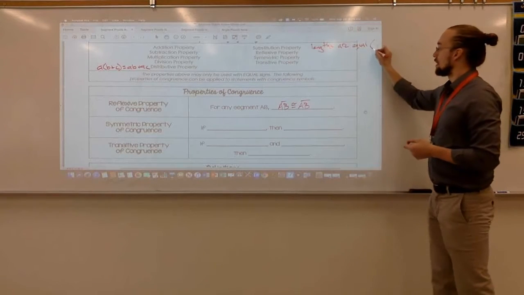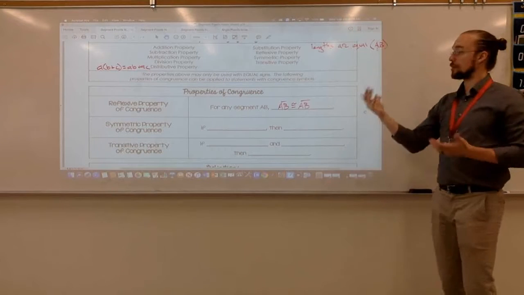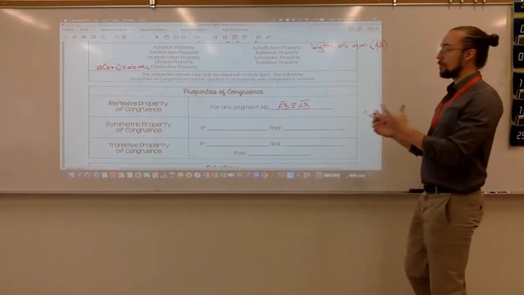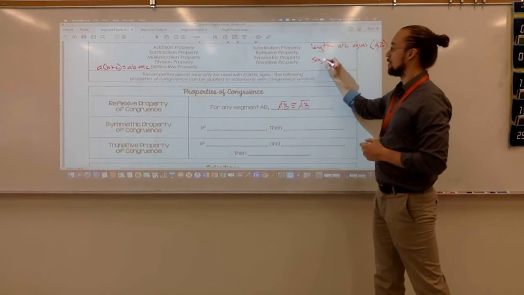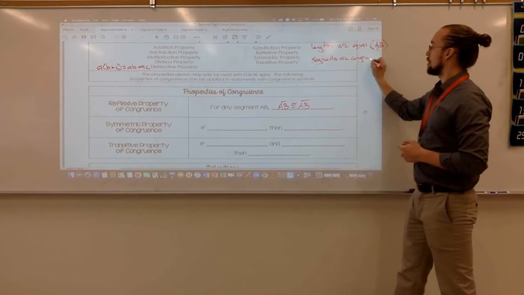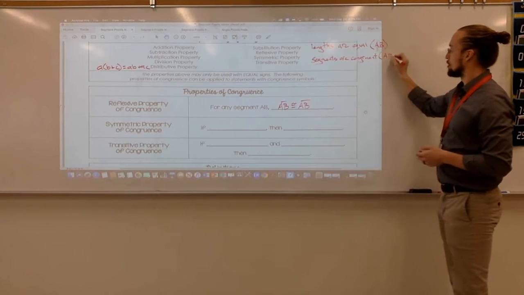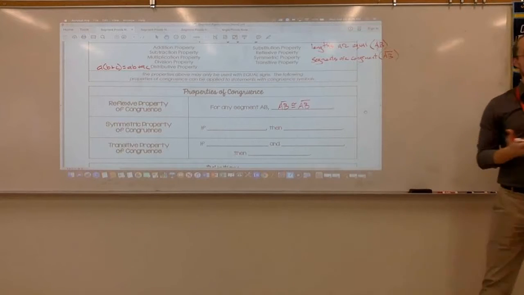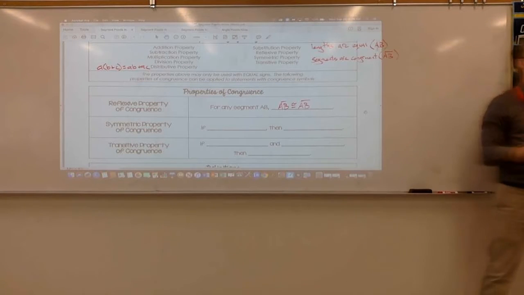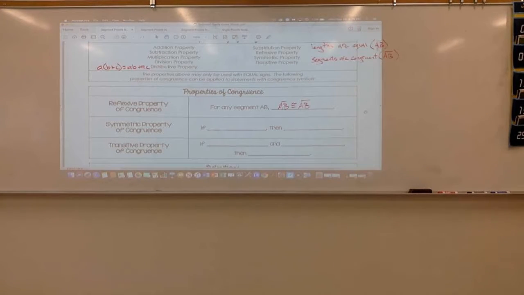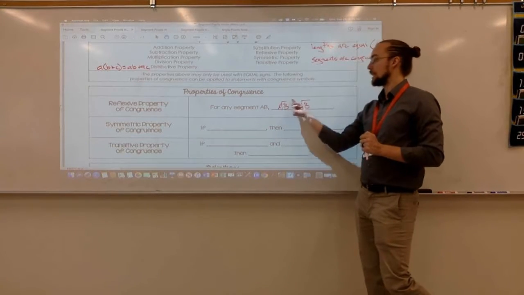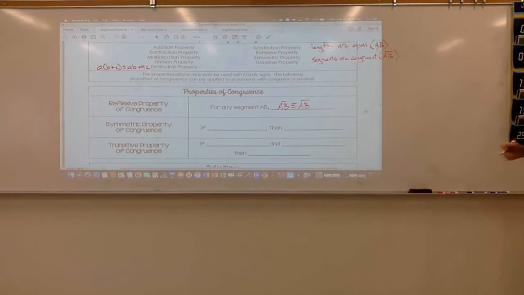The way we denote a length of a segment, if I'm talking about segment AB, I would just say AB. If I'm talking about the segment itself, the geometric figure of the segment, segments are congruent, and the way we denote a segment is a line over top of it. So the lengths of segments are equal to each other. The geometric figure of a segment, we say those are congruent to each other.